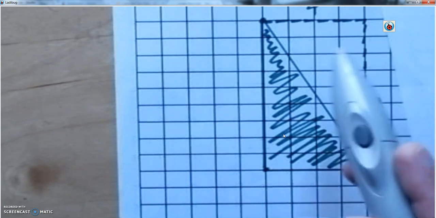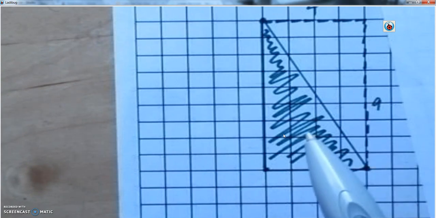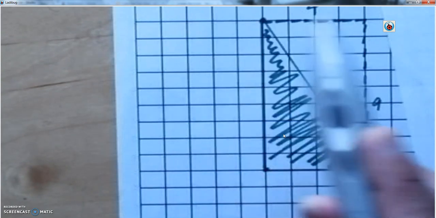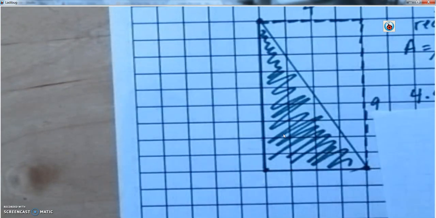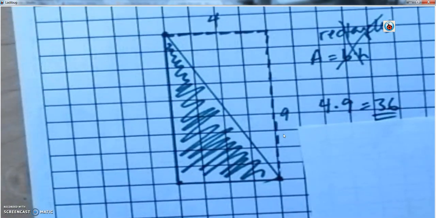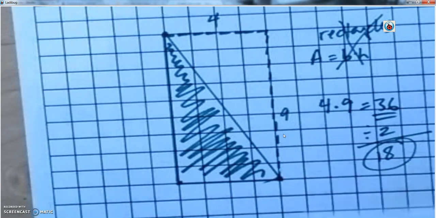So now I have an identical right triangle here and here. Turn it into a rectangle. Find the area of the whole rectangle, which I think was 36. And then say, well, if this whole rectangle has an area of 36, then my one triangle is half of that, so I'm going to divide that by 2 and get that area.